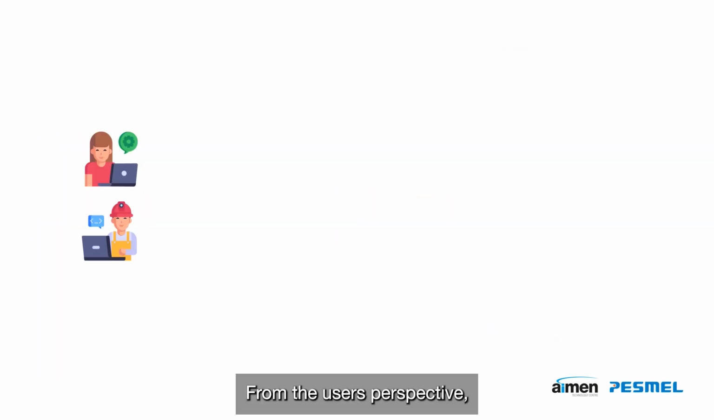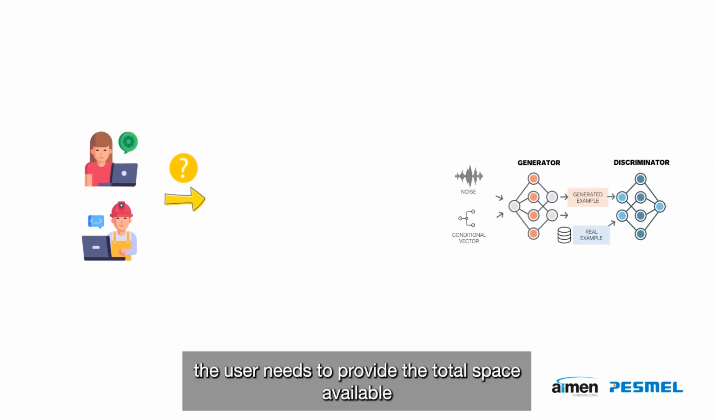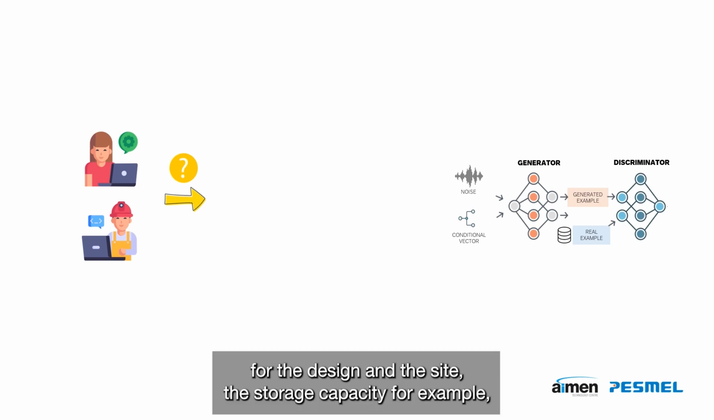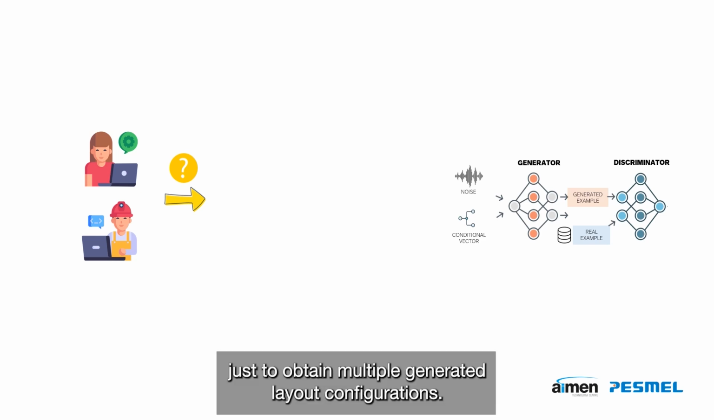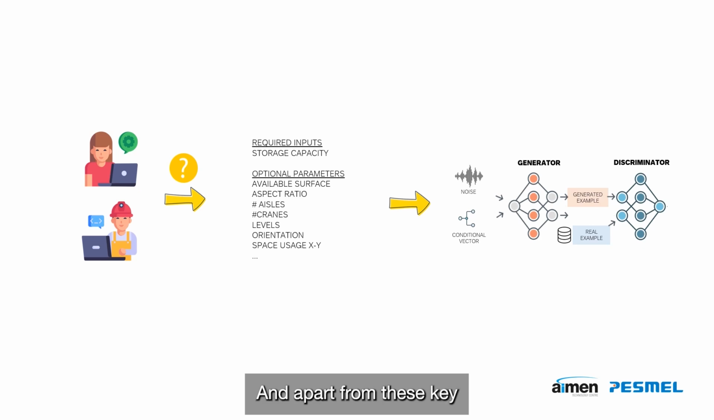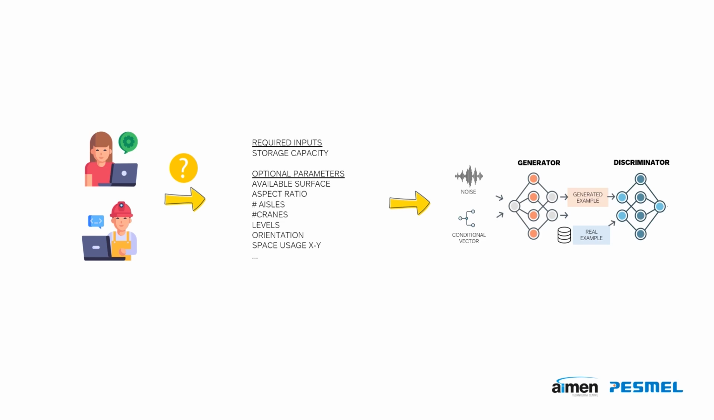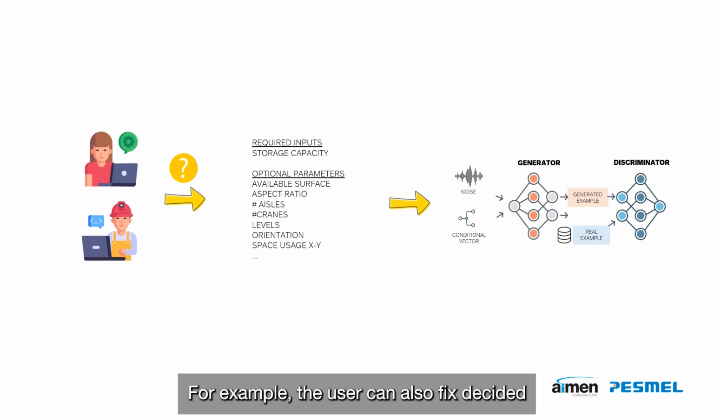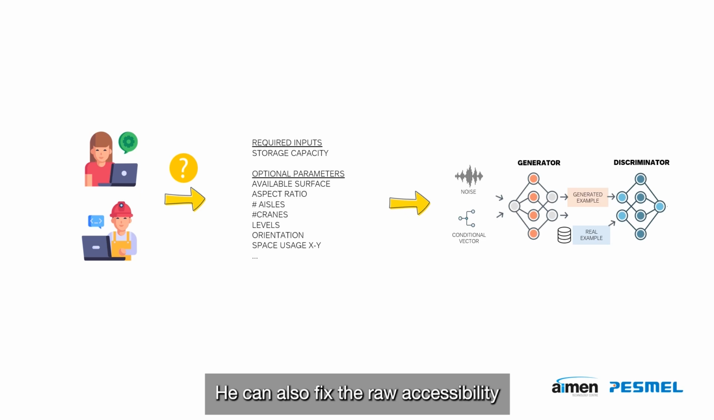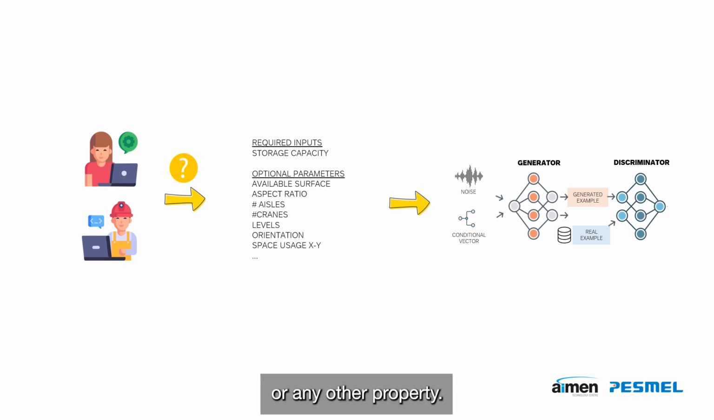From the user's perspective, the user needs to provide the total space available for the design and the desired storage capacity, for example, just to obtain multiple generated layout configurations. And apart from these key specifications, other filters can be applied to the designs. For example, the user can also fix the desired number of cranes and the number of aisles. He can also fix the rows accessibility or any other property.